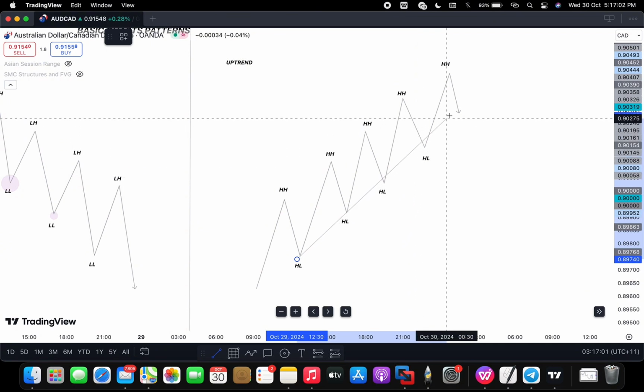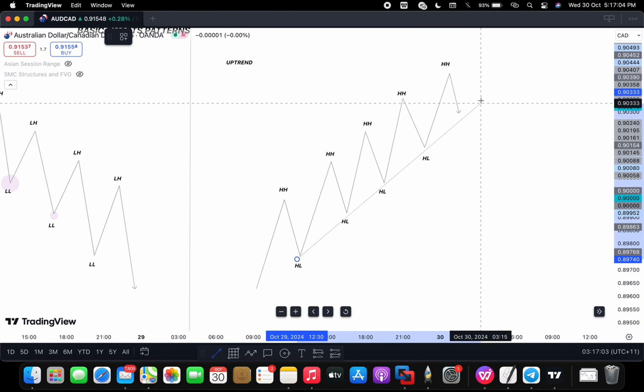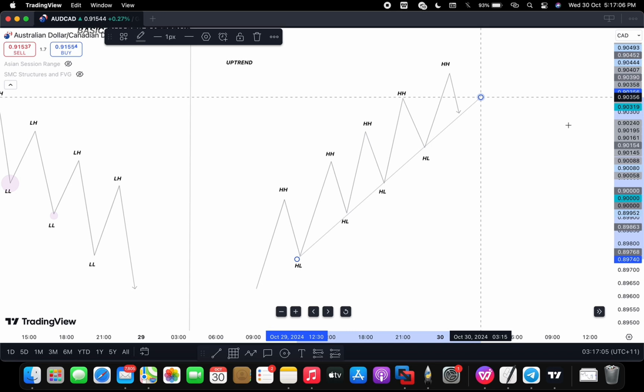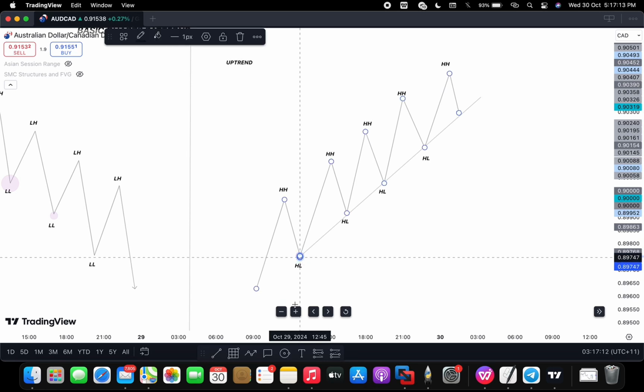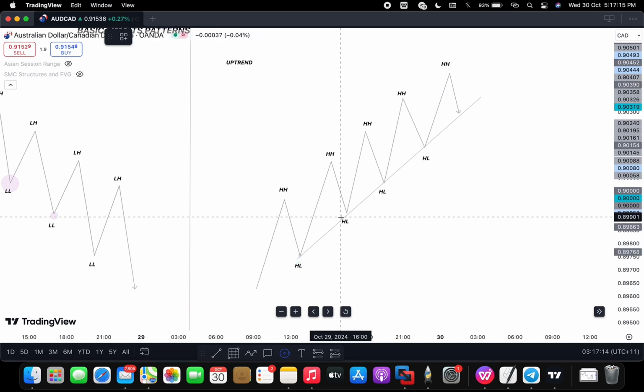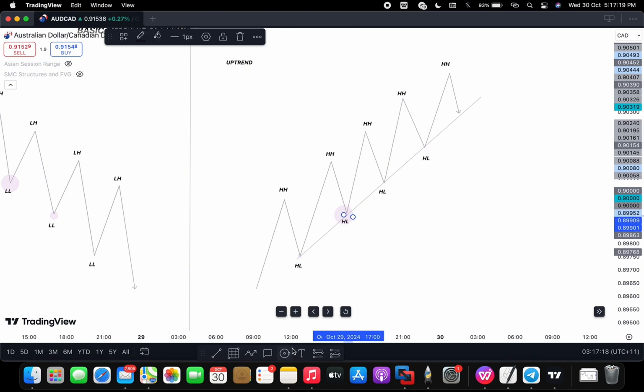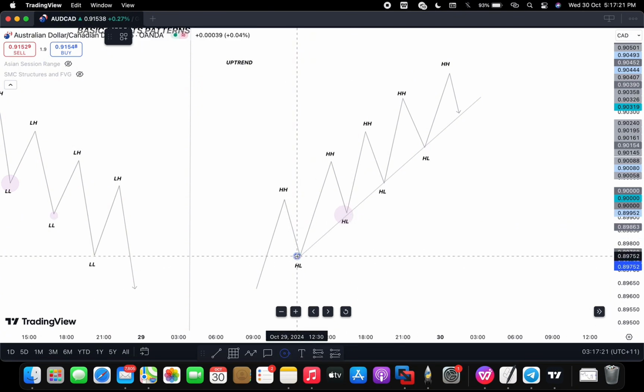This is the best way to identify an uptrend when there are several touches like this, indicating that price is moving more and more to the upside, right?